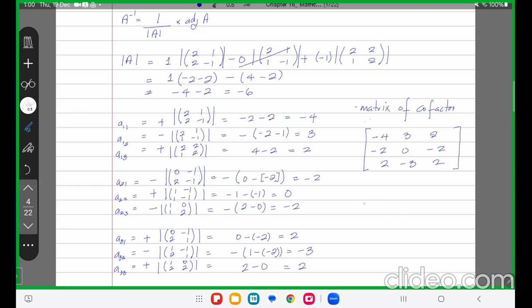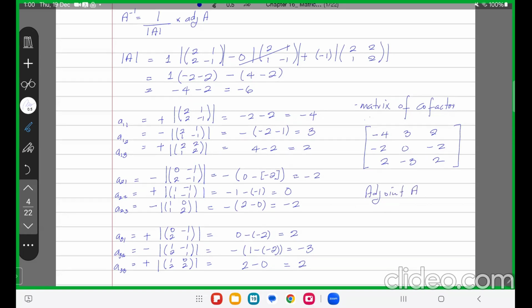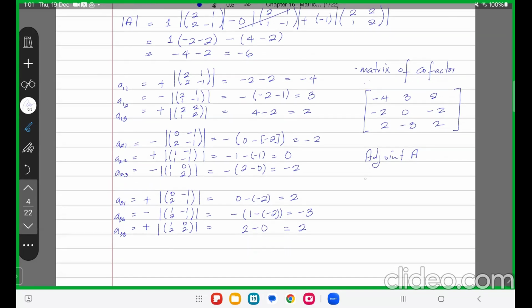Then we need to find adjoint A. Now, adjoint A is equal to the transpose of the matrix of cofactors. The transpose simply means that you interchange the rows and the columns. So the first row becomes the first column. So this is minus 4, 3, 2. The second row becomes the second column. And the third row becomes the third column. So this would be adjoint A.